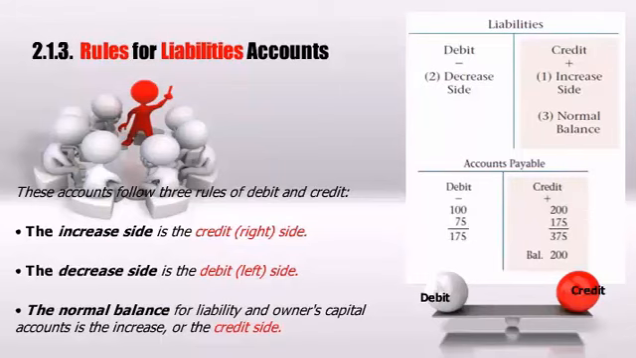The decreases are recorded on the left, or debit side. Total credits equal $375, $200 plus $175. Total debits equal $175, $100 plus $75. To find the balance, subtract the total debits from the total credits, $375 minus $175. The credit balance is $200.